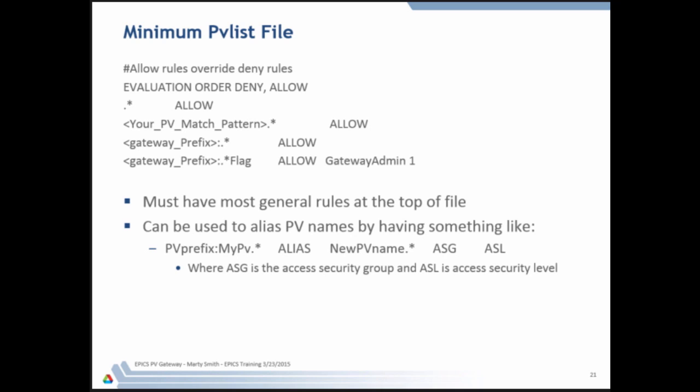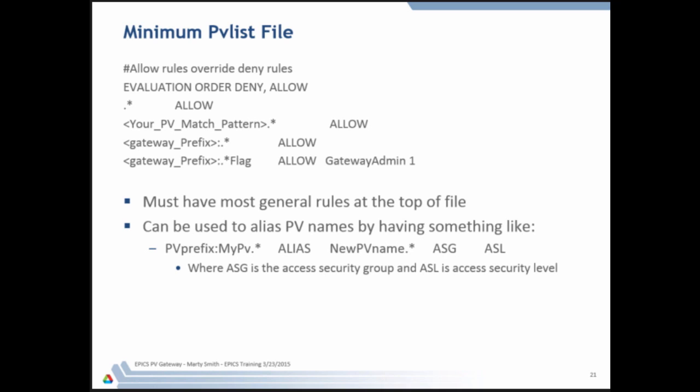So I would have some gateway prefix with a star flag. This would be my regular expression pattern that I want to match on this side. Then whether or not you're going to allow or deny that PV that matches that regular expression pattern through the gateway. And then you can have here again the gateway admin.